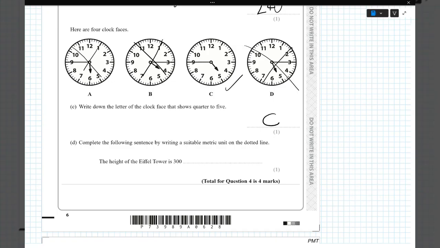Complete the following sentence by writing a suitable metric unit on the dotted line. The height of the Eiffel Tower is 300. I'm going to have to go meters because it's metric. It's not going to be 300 kilometers tall. It's not going to be 300 centimeters tall because that's 3 meters. So it'll have to be meters.